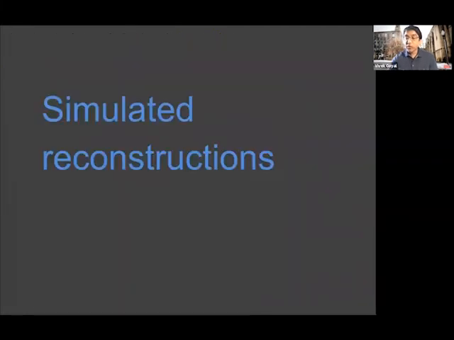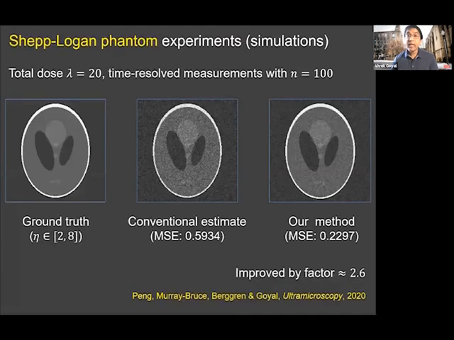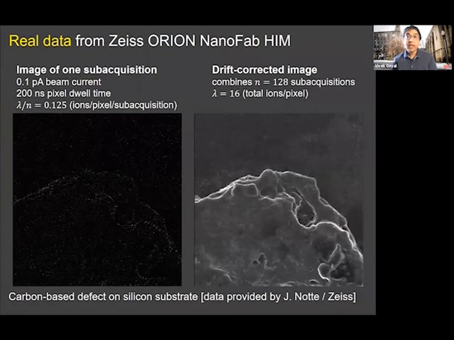So let's look at some reconstructions. Here's a synthetic visual example. We use the synthetic image on the left, scaled to represent eta from 2 to 8, to generate data pseudo-randomly. And then we compare conventional and time-resolved reconstructions, and improvements are visually and quantitatively apparent.